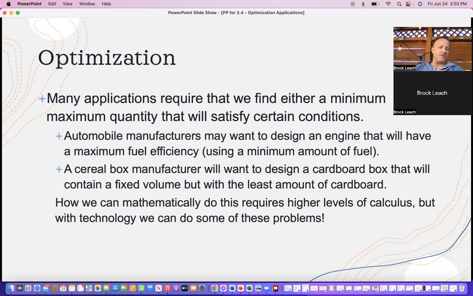A cereal box manufacturer might want to design a cardboard box that will contain a fixed volume, but would require the least amount of cardboard. We're going to look at how we can do this in a preemptive way, because we're going to learn the mathematical hows and whys when we get into calculus. But there are technological ways that we can do this now.